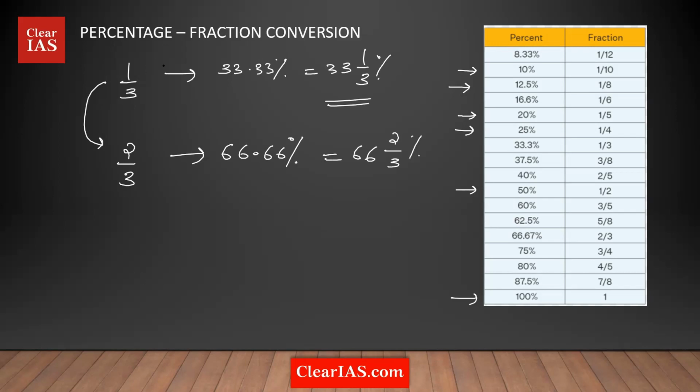Right? So how do you get this mixed fraction? How do you convert a fraction into a percentage? You multiply by 100. 1 by 3 into 100 is nothing but 33 and 1 by 3. That's it. 2 by 3 into 100 is this one.